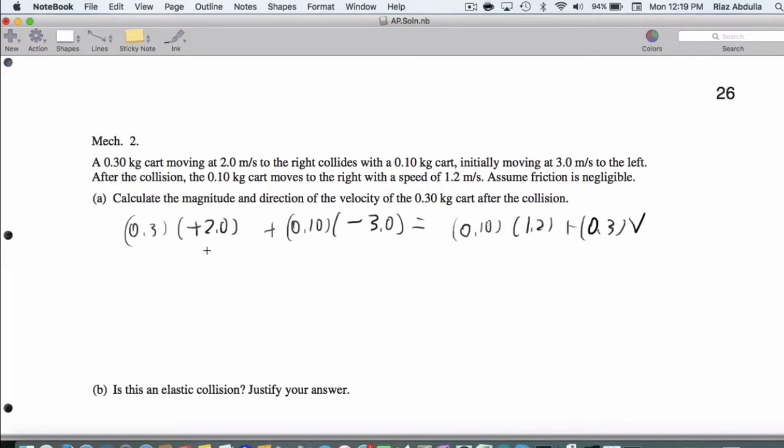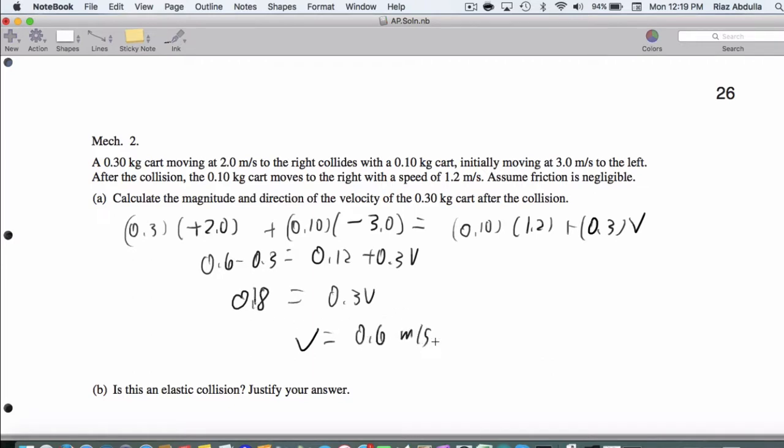So I'm going to simplify a couple things here. We're going to get 0.6 minus 0.3 equals 0.12 plus 0.3 times v. We're going to end up getting 0.18 equals 0.3 v. So v is going to be 0.18 divided by 0.3. So we're going to end up getting 0.6 meters per second to the right. You got to put that direction.